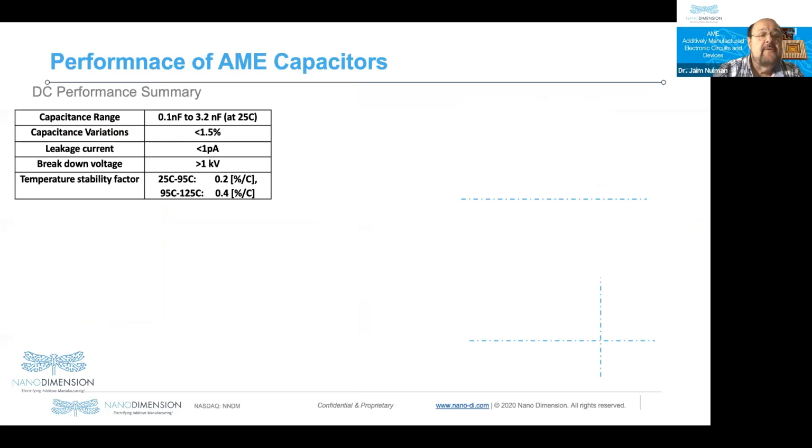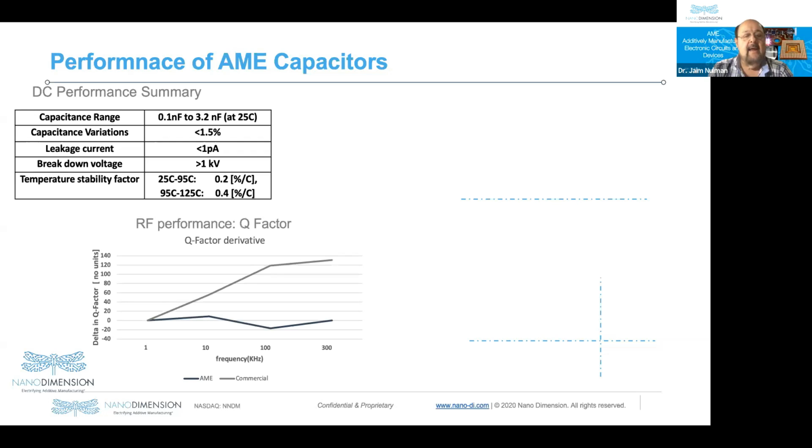So looking at the capacitors, these capacitors for this particular dielectric can be designed from a few picofarads to about 3 to 4 nanofarads, with the variation from capacitance to capacitance less than 1.5%, max to min, with a leakage current less than 1 picoamp. Actually, it wasn't measured because we couldn't get it. It's just very low. Breakdown voltage is over 1 kilovolt, and very important, we can see here the temperature stability factor is very low. It's about an order of magnitude lower than commercially available ceramic capacitors.